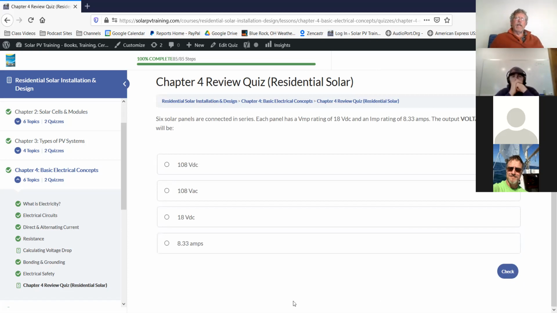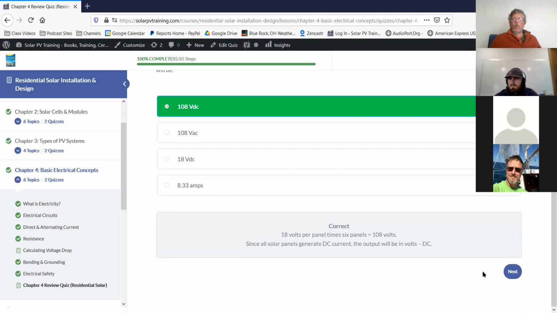6 solar panels are connected in series. Each panel has 18 volts DC, amp rating of 8.33. What's the output voltage? Well, volts increase, so we would take 6 times 18. That ends up being 108. But it's DC current because these are solar panels. So it's 108 volts DC. Most people are used to just dealing with volts. They assume it's AC. But we're now in the world of AC and DC. So we should designate whether it's AC or DC. So it's volts DC, direct current, as opposed to alternating current.